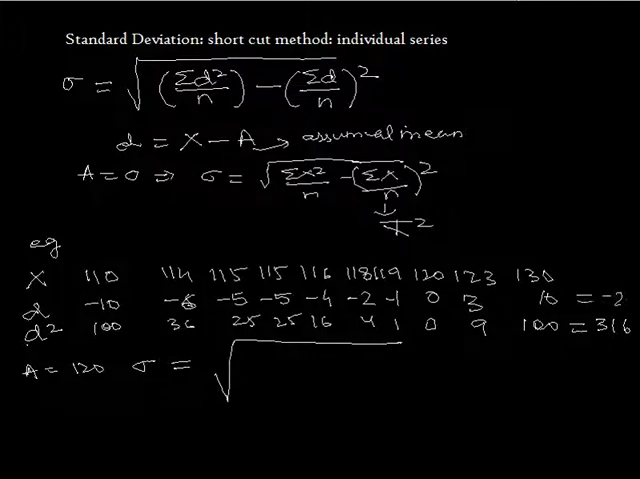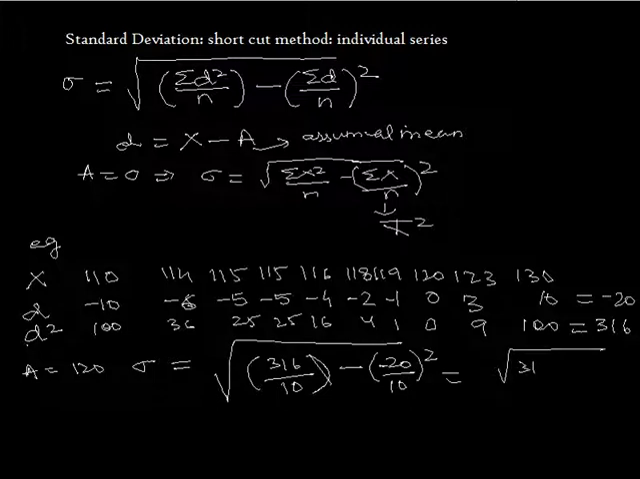So it would essentially be, and n is 10, as you can see, 316 upon 10 minus 20 upon 10 whole square, which is essentially 31.6 minus 4. This would give us something like 27.6, which essentially is around about 5.25.